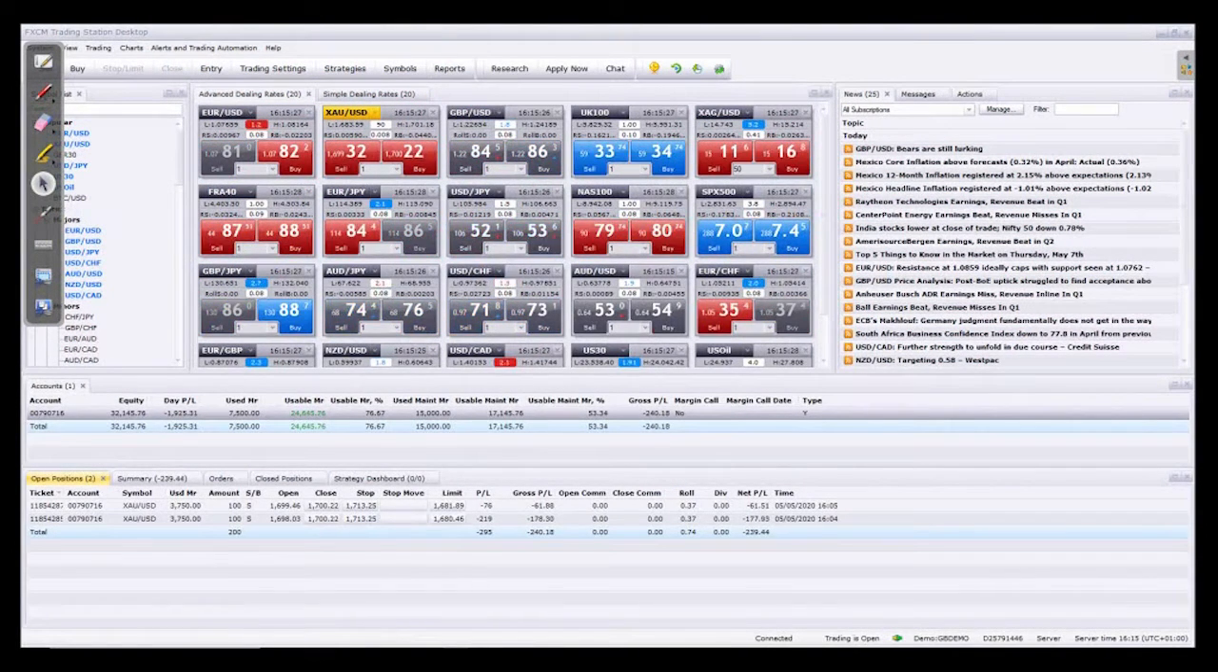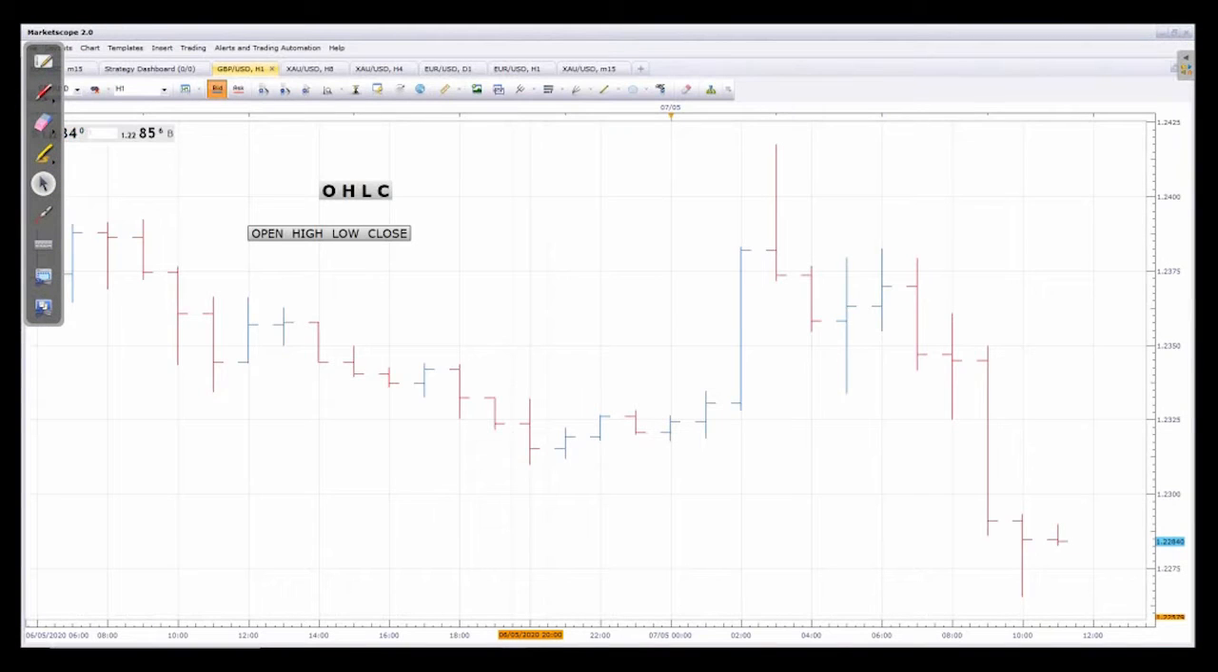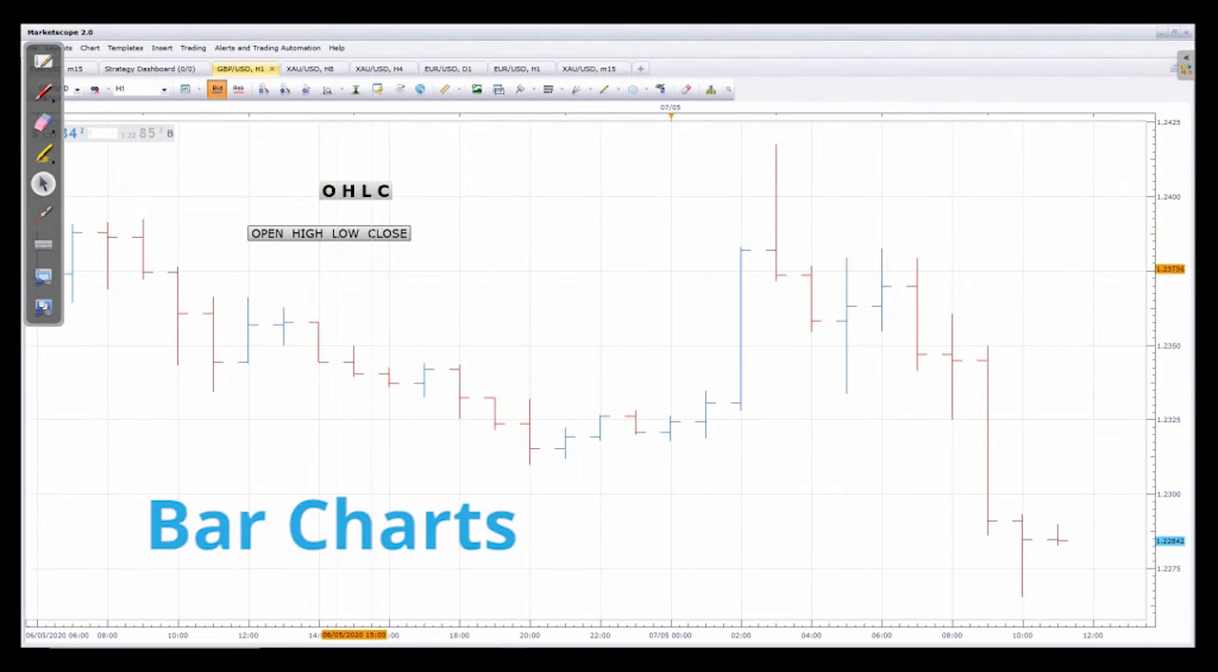Today we will talk about chart reading, how many kinds of charts there are and how you read them. The first one is called OHLC. That means open, high, low, and close.